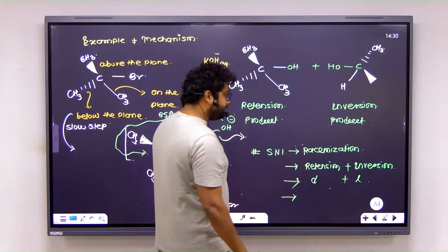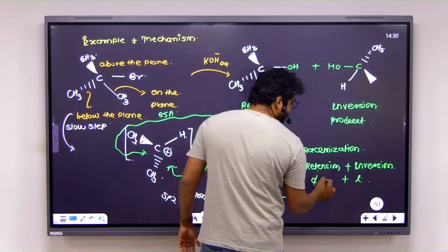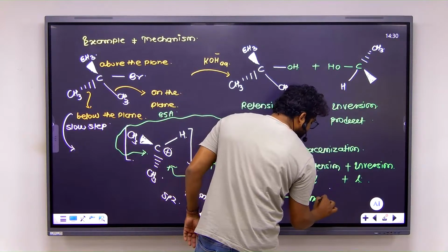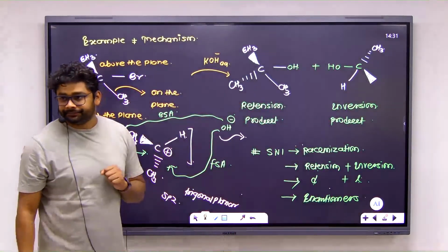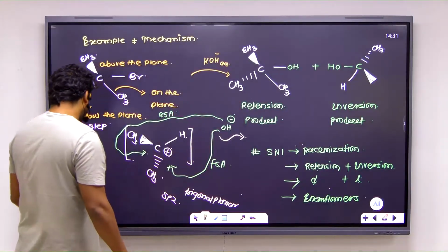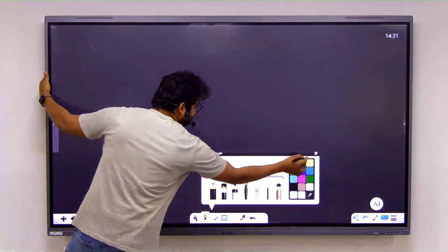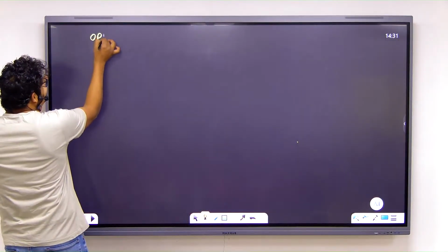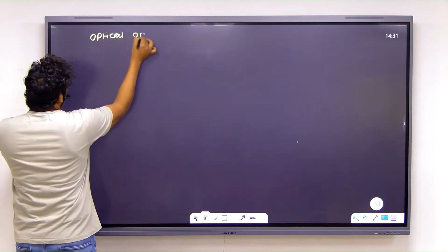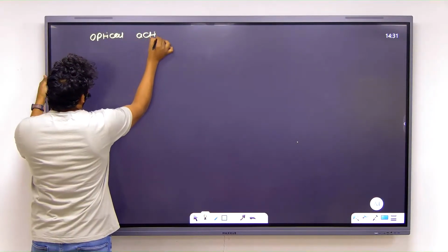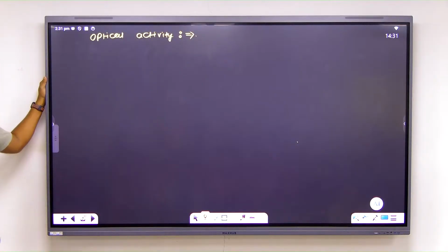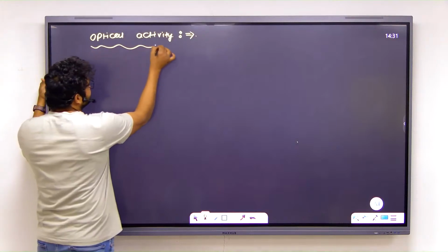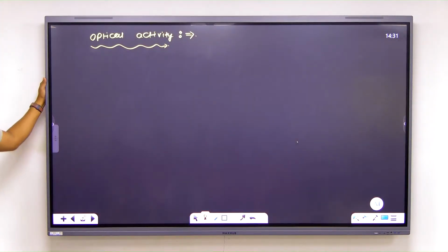Racemization. And this racemization takes place with the help of dextro and laevo. You can also call this enantiomers. Then we will define this basic concept by using what? This category is called optical activity. What is optical activity? We will discuss it in a complete manner later on. Today we are moving forward just to understand SN1 and SN2.